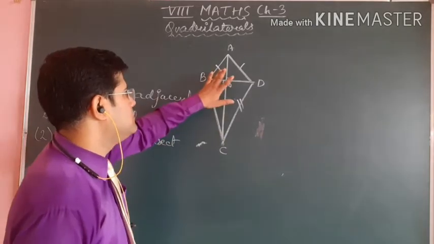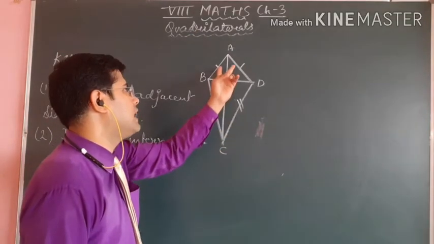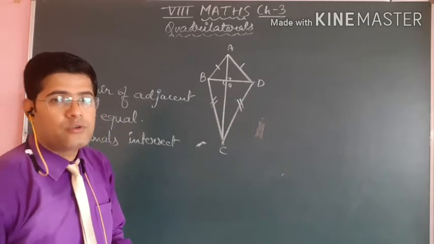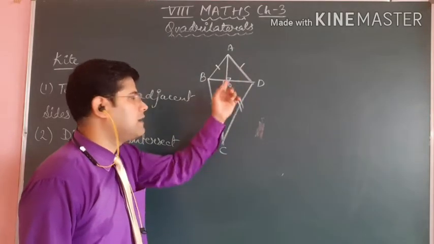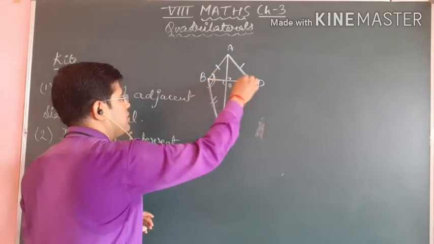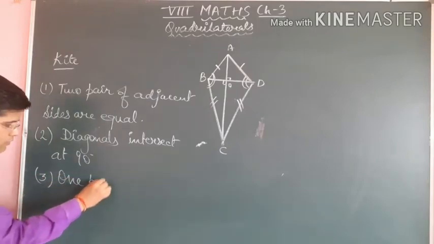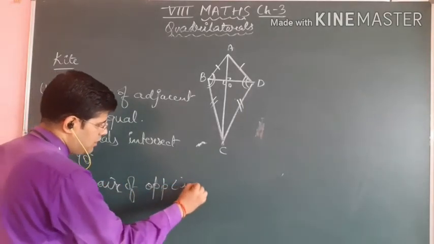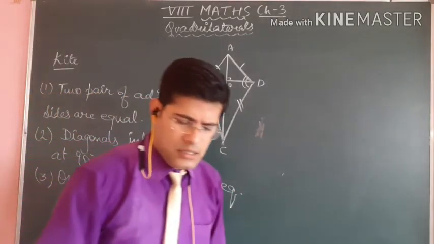The first property is two pairs of adjacent sides. So that one and this also. Two pairs of adjacent sides are equal. And the next property, diagonals intersect at 90. Here they do not bisect. Okay. And if you want to write, one pair of opposite angles are equal, only one. It has some special kind. One pair of opposite angles are equal. So here we have done all the properties.